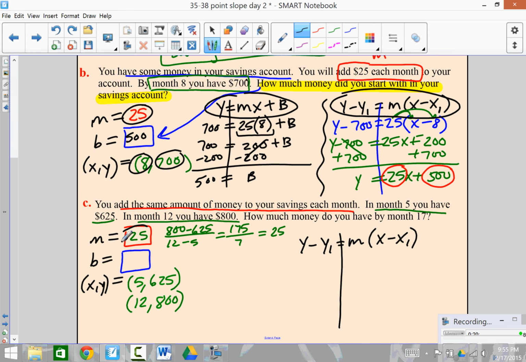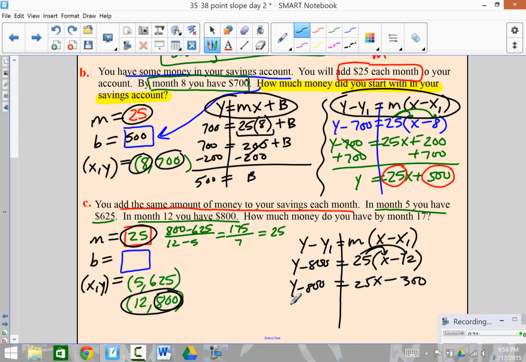So I'm going to go ahead, use this as my m, and I'm going to use this one as my ordered pair. So I'm going to get y minus, my y1 is 800, my m is 25, and my x is 12. Go ahead and do the math here. 25 times x is 25x. 25 times 12 is minus 300. I'm going to add 800 to both sides here. And I'm going to end up with y equals 25x. Negative 300 plus 800 is 500.